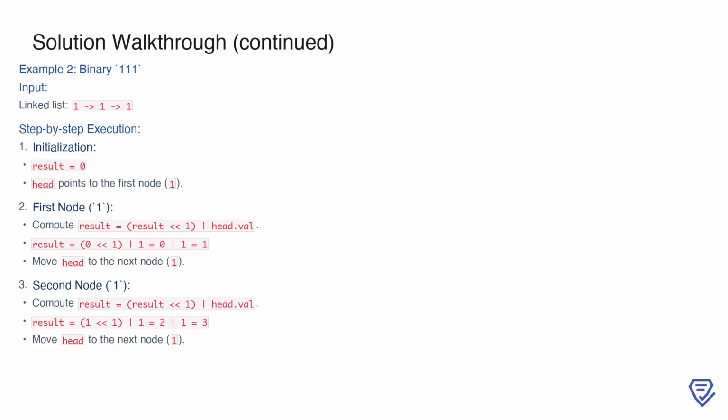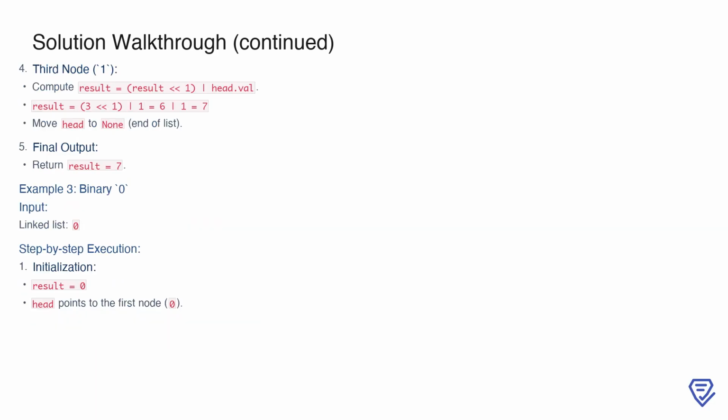The head then moves to the second node, which also contains the value 1. Applying the same formula, we compute result = (1 << 1) | 1 = 3. The left shift doubles the result to 2, and the OR operation adds the current node's value, resulting in 3.